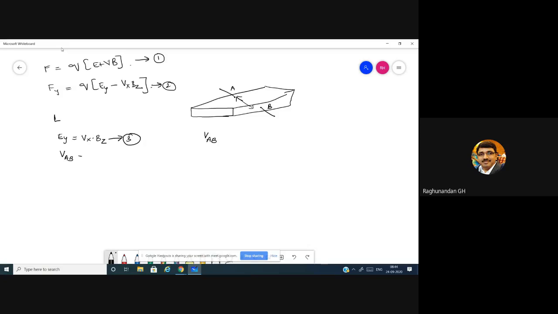VAB is the Hall voltage we are having, and this Hall voltage is dependent upon the electric field produced along the y-axis, along with the width of the slab. So Ey into W, and this is known as Hall voltage.